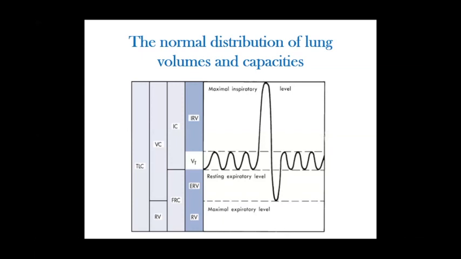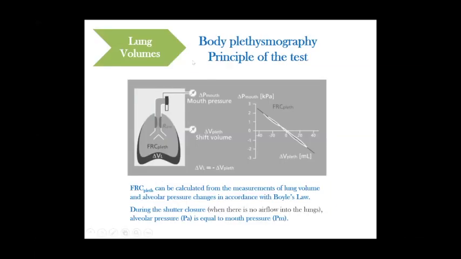How can we obtain these volumes and capacities? As I said earlier, spirometry can tell us only about airway function. It measures only the amount of air breathed in and out of the lung and the speed of that air. However, lung volumes and capacities can be measured using body plethysmography and nitrogen washout tests.